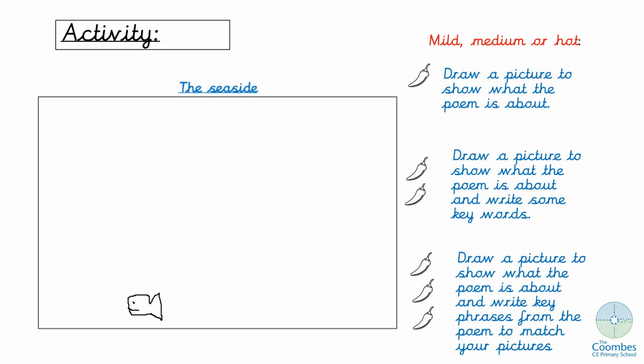If you decide to go for the medium level of challenge for today, I'd like you to draw a picture to show what the poem is about and write some key words to go with it. So I've drawn my fish and I could just add in the word fish. Fish. Okay.